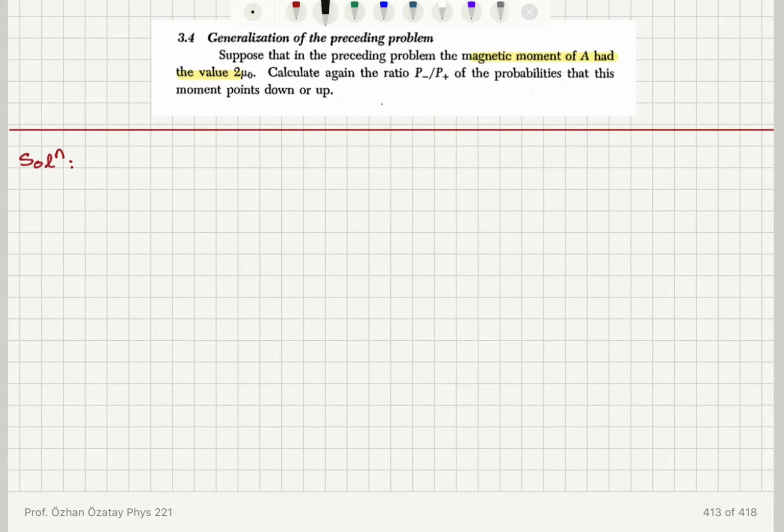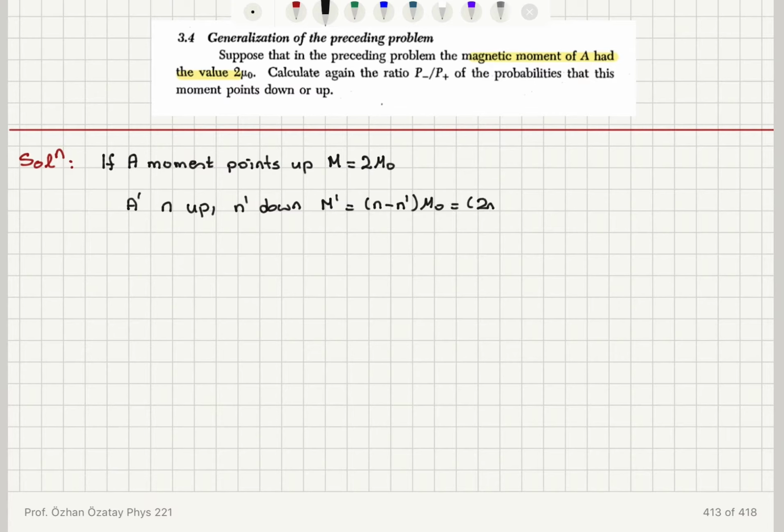So I note that if the moment of A points up, that means I'm going to have a magnetic moment of system A of 2 mu 0, plus 2 mu 0. And A prime, I have n up, n prime moments down. So m prime will be again n minus n prime mu 0, or 2n minus capital N mu 0. So that has not changed.